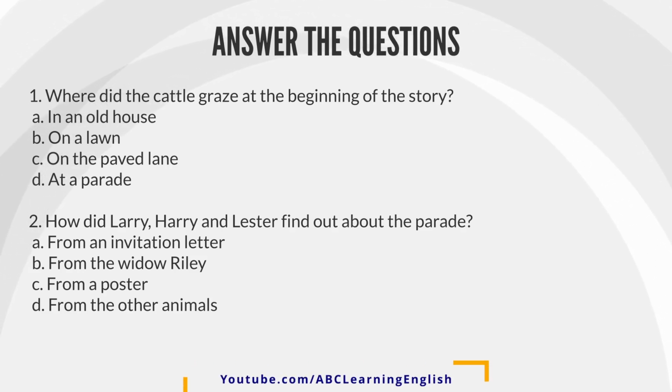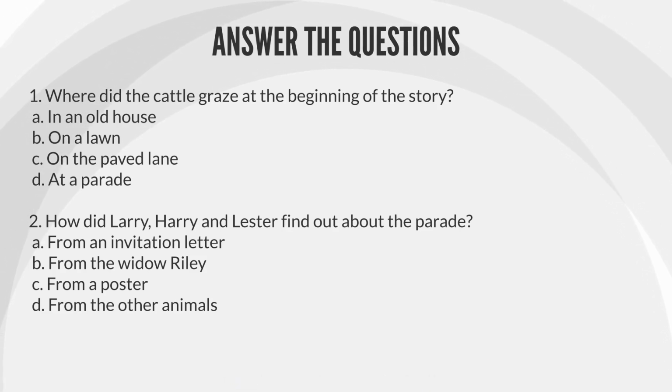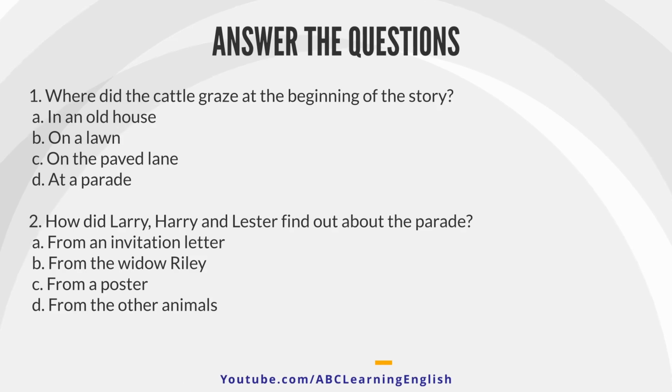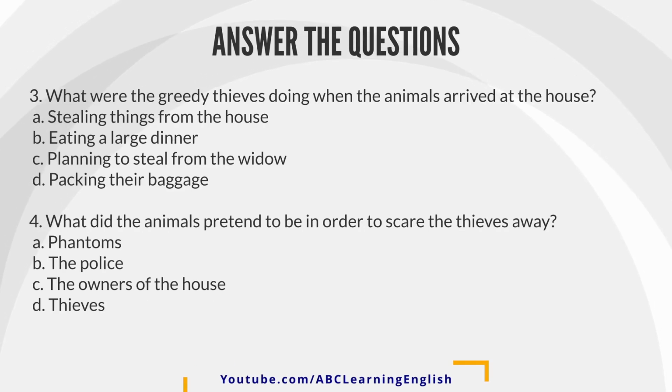2. How did Larry, Harry, and Lester find out about the parade? A. From an invitation letter. B. From the widow Riley. C. From a poster. D. From the other animals.